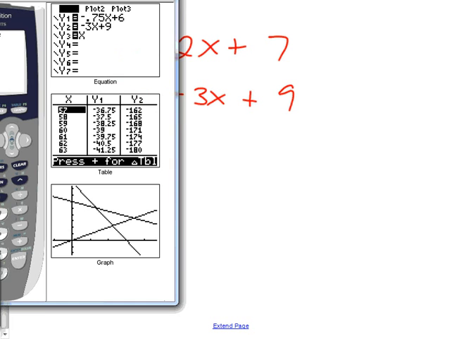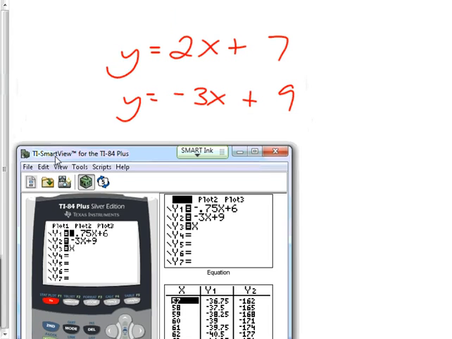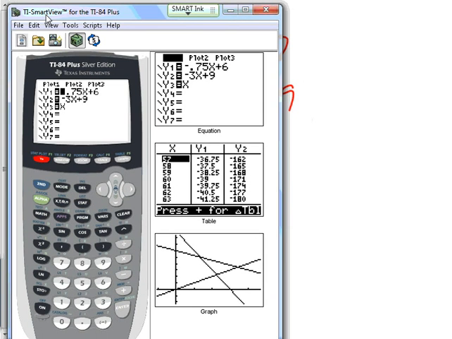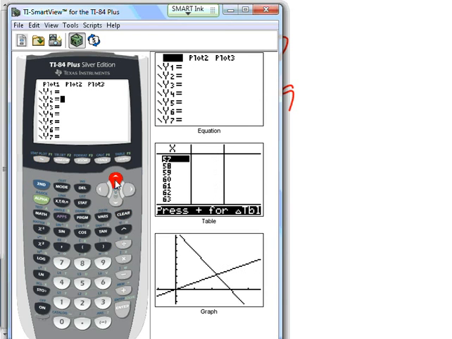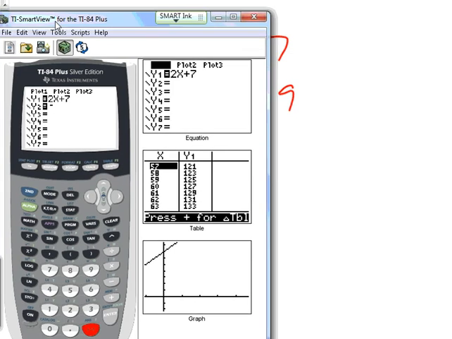Okay, on your graphing calculator then, you're going to put in those two, 2x plus 7 and negative 3x plus 9. Enter 2x plus 7. Then negative. This does not mean minus. A lot of people do that wrong, and then it won't graph. It's because you have a minus sign, not a negative. That's negative 3x plus 9.